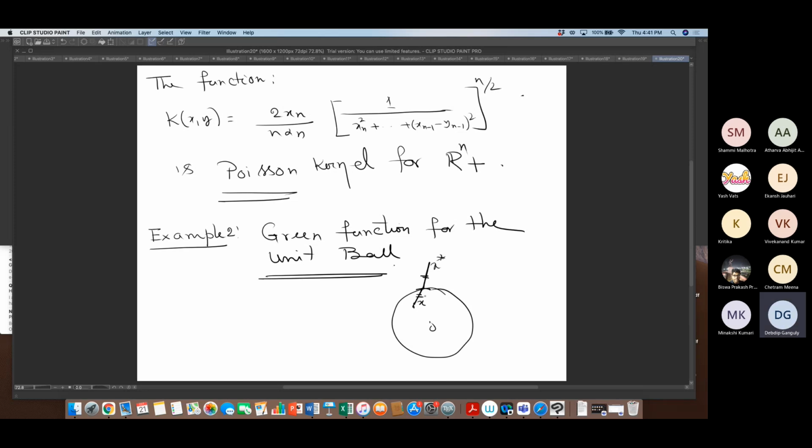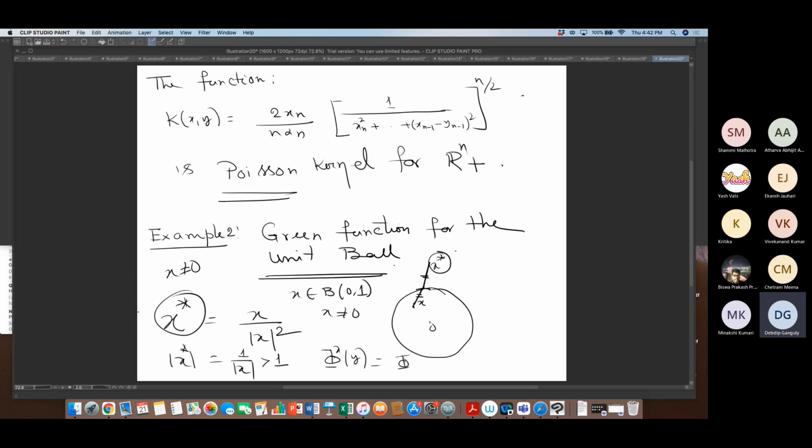Have you seen this function x star for x not equal to 0? So mod of x, if x is in B(0,1) and x not equal to 0, then mod of x star is nothing but 1 by mod x. So it is outside the ball. Mod x is less than 1, so 1 by mod x is greater than 1. So x star is outside the ball. Now I have to define this phi of x, y, something of this form. You understand? This is known as the inversion. You have studied this in, I guess, complex analysis, inversion. Okay, we will see. So next class, you just think about it, how to compute the Green function for the unit ball.